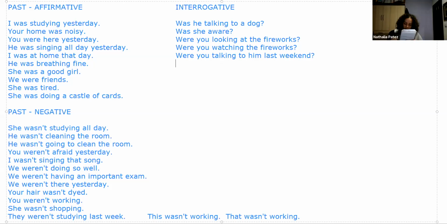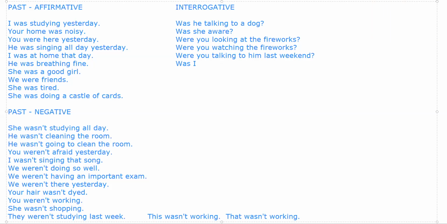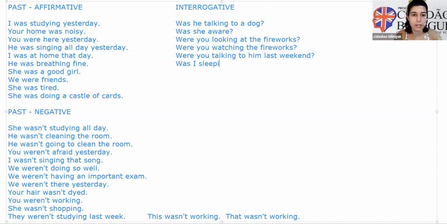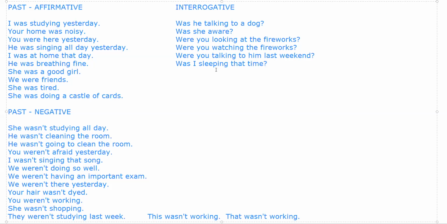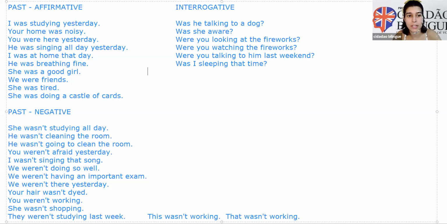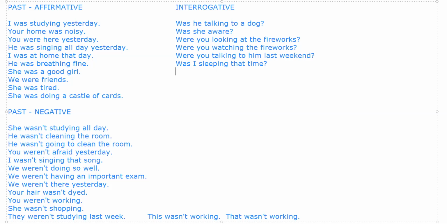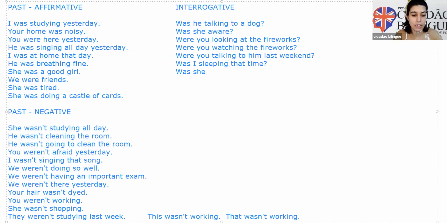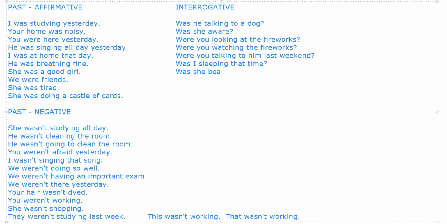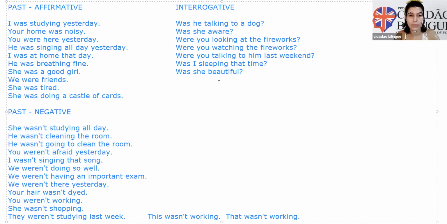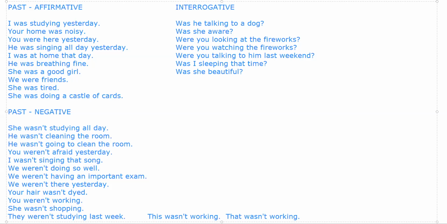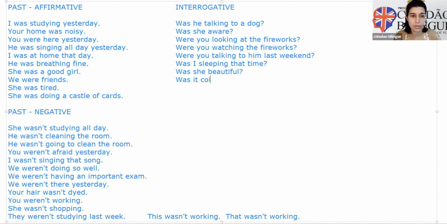Was I sleeping that time? Very good. Eu estava dormindo aquela hora. Was I sleeping that time? Okay. What else? Was she beautiful? Beautiful. Was she beautiful? Very good. What else? Was it cold? Was it cold? Very good. What else?